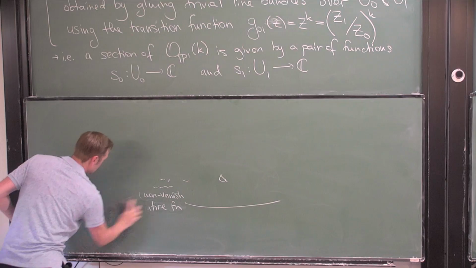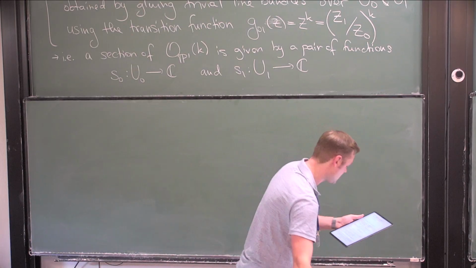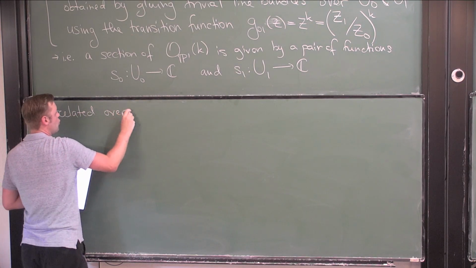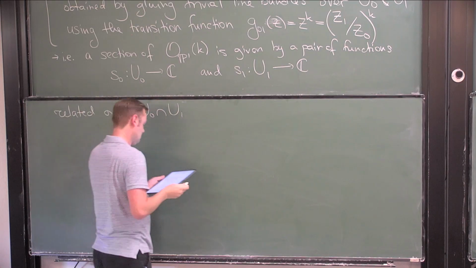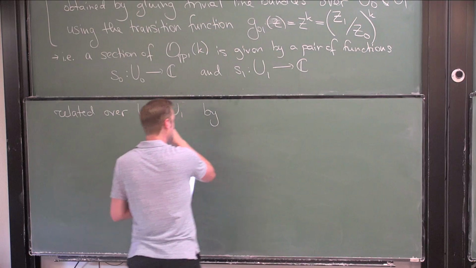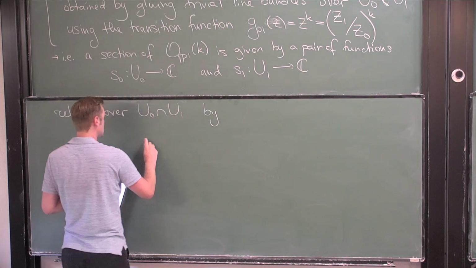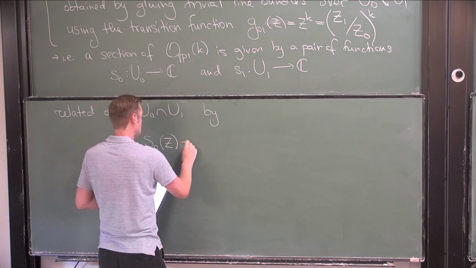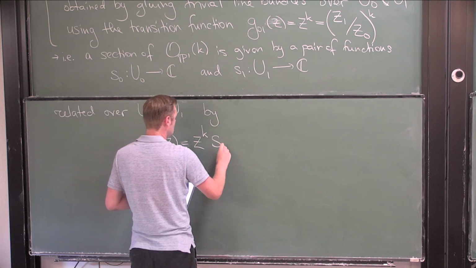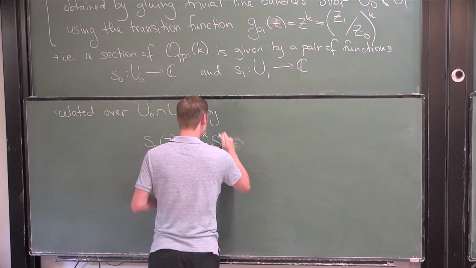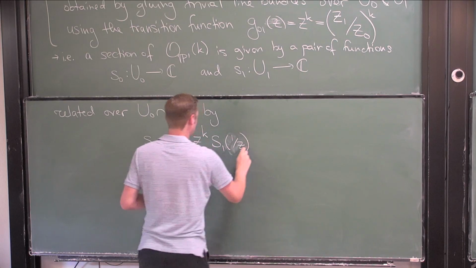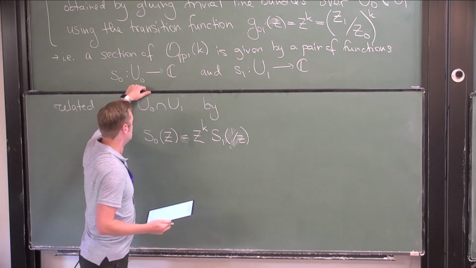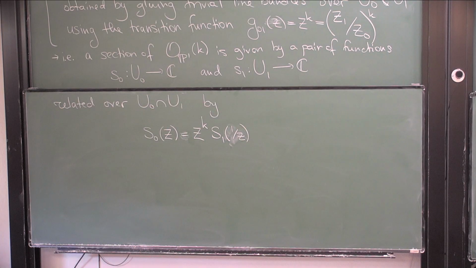So these two functions are related over the double intersection by the relation S0 of Z is Z to the K S1 of 1 over Z. You can see that this is exactly the type of identity we were writing down previously.